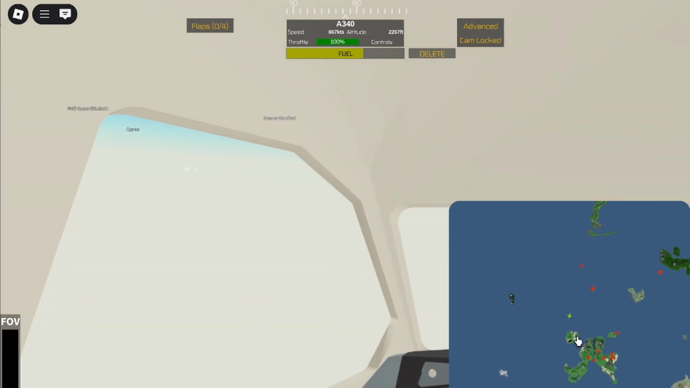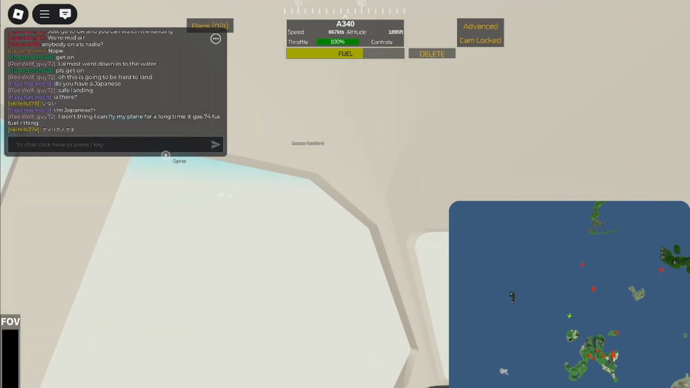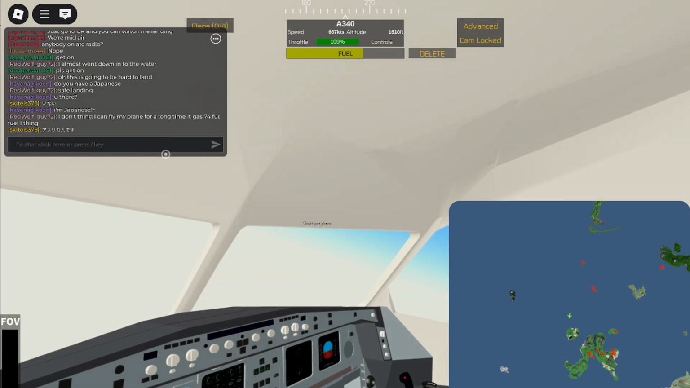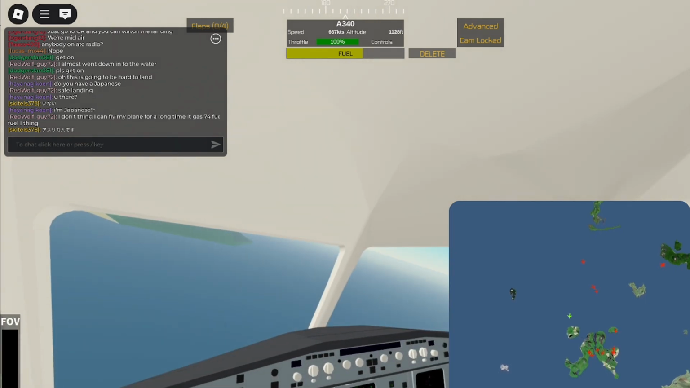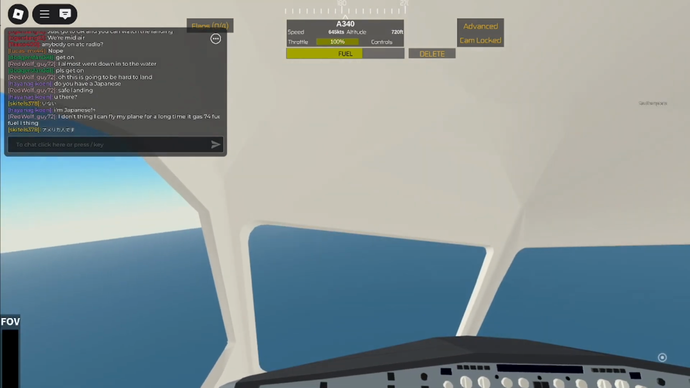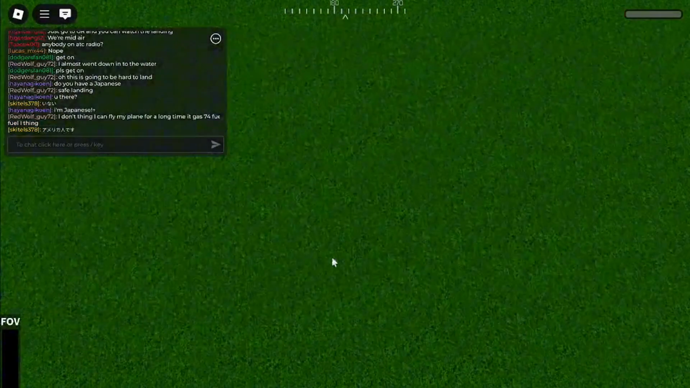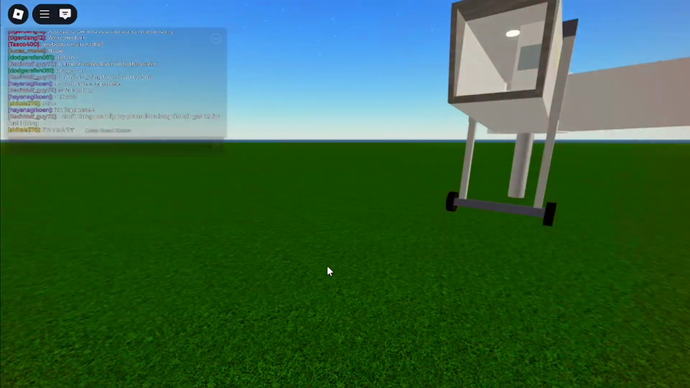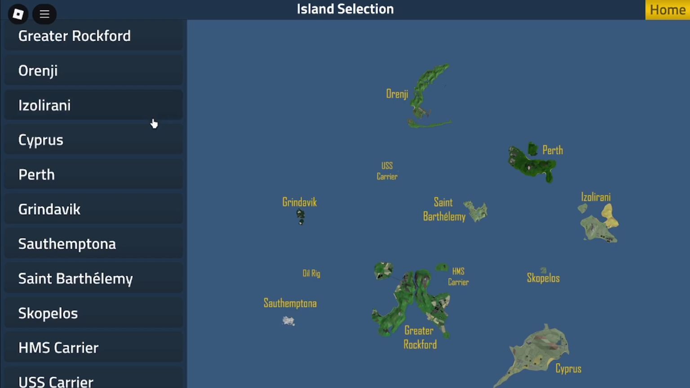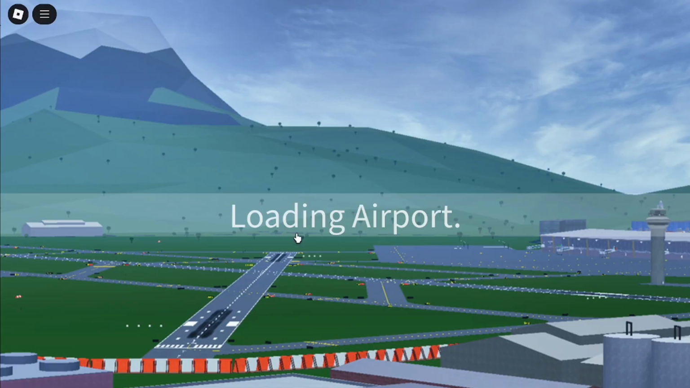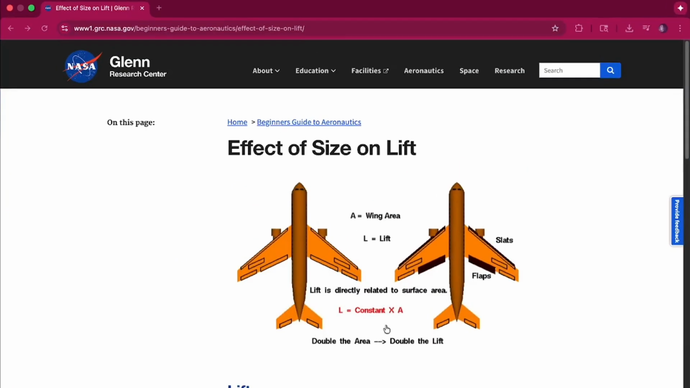Wait, I'm starting to comprehend it. Isn't this Southampton? Oh, that is not Southampton! Oh no, oh man, oh my gosh. I completely underestimated the distance. That didn't go so well. That's completely fine, we'll do some more planes.